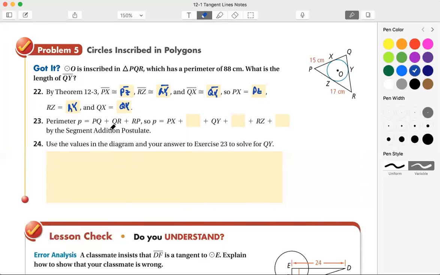So the perimeter is PQ plus QR plus RP. So P equals PX plus XQ plus QY plus YR plus RZ plus ZP. So we're going to find the values. So we have 88 equals 15 plus QX plus QY plus 17 plus 17 plus 15. So 88 equals 64 plus 2QY. So 24 equals 2QY. So QY equals 12.